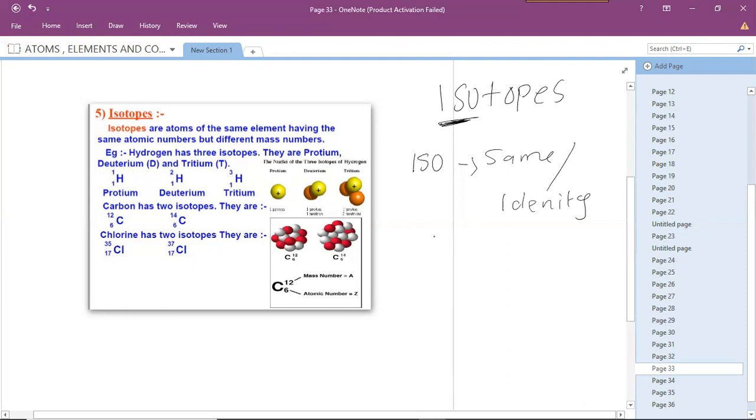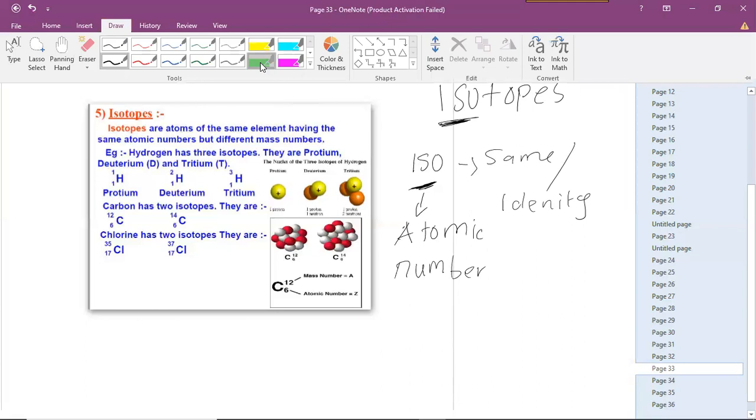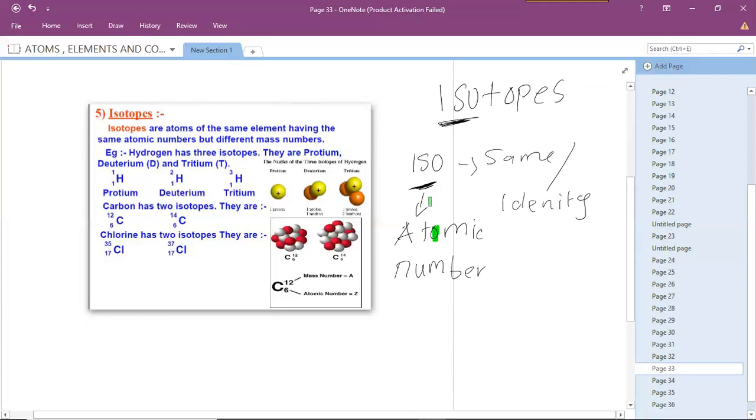So what is the same or identical about all these elements? Remember the unique number, the fingerprint. What's the unique number? The atomic number, right? So the atomic number is the iso part. So if you want to remember this, the word atomic has an O, and the word iso has an O, and you are going to understand that iso means the same.